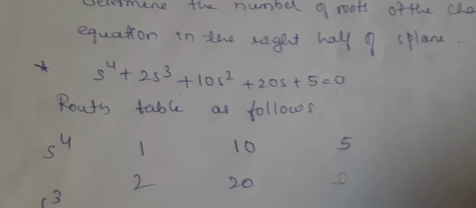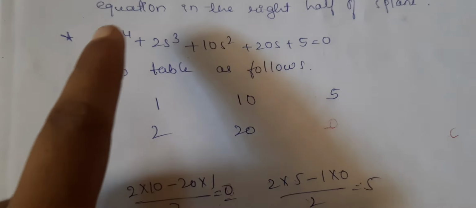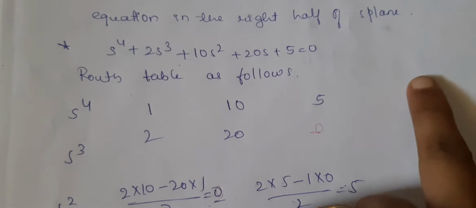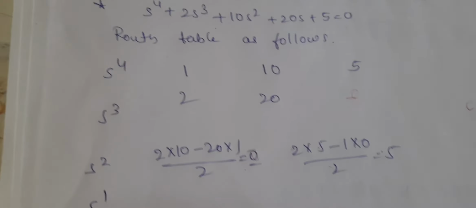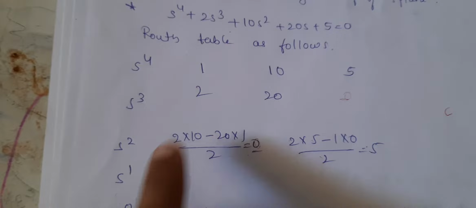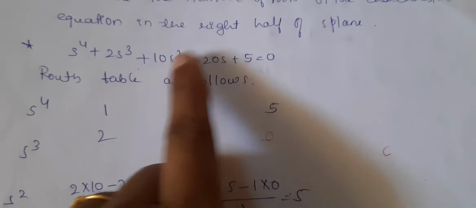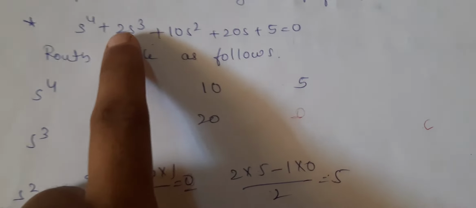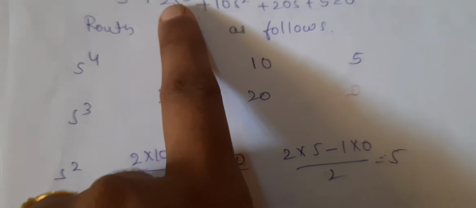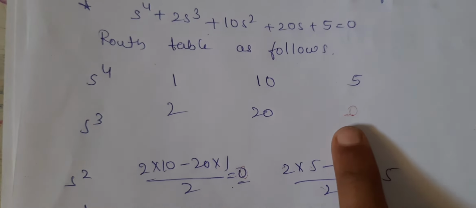How to draw the Routh table? In the first column we have to keep the powers from the highest order to the lowest order: s^4, s^3, s^2, s^1 and s^0. The s^4 row is 1, 10 and 5. In the second row, the s^3 row, the elements are 2, 20, and here it is not there, meaning 0.